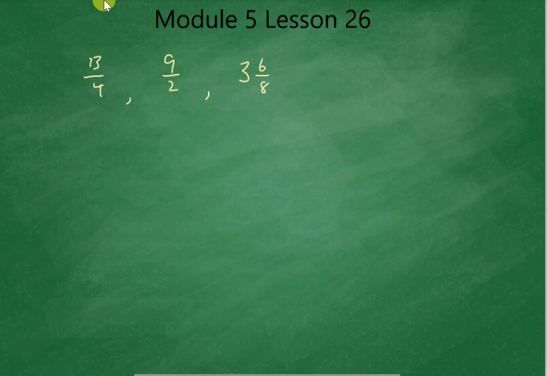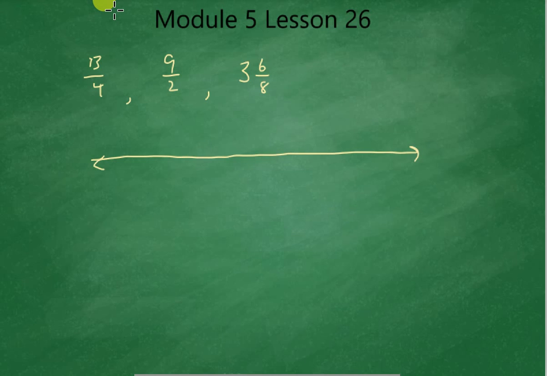Okay, so let's say we wanted to compare three fractions. Two of these fractions are greater than 1, and then we have a mixed number, which is greater than 1 whole. We have 13/4, 9/2, and 3 6/8. So we could plot those on a number line. And you might say, well, what are we going to do with this 13/4?